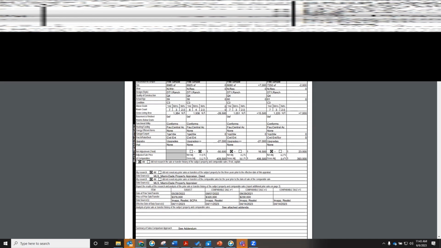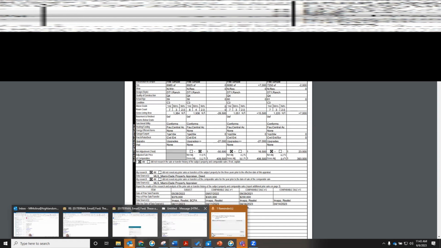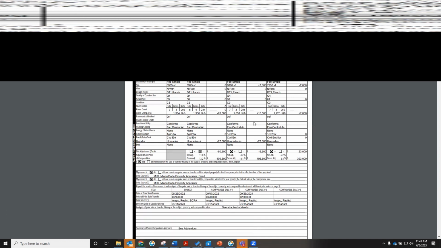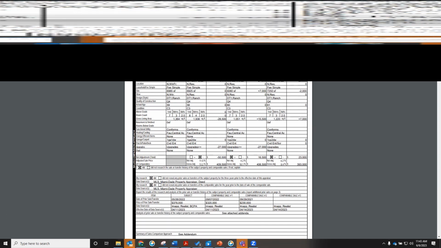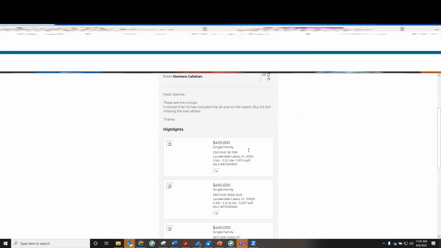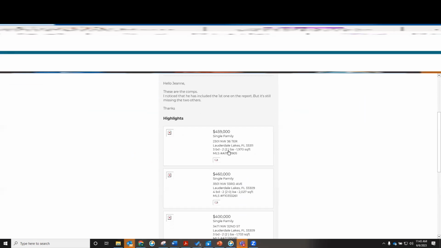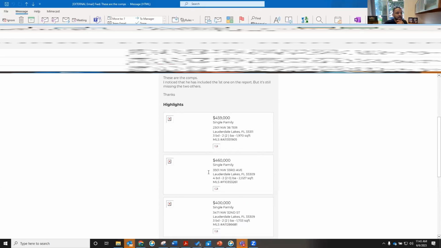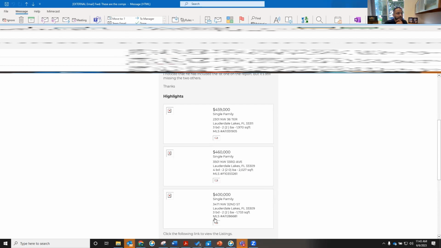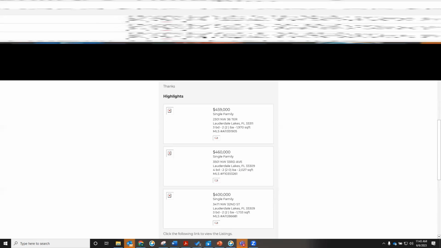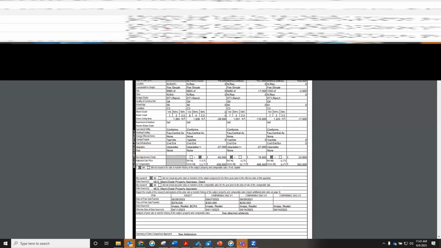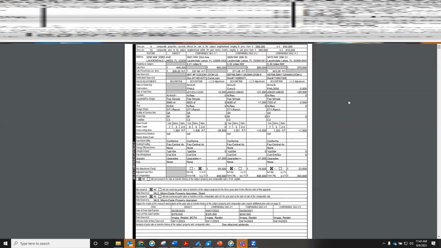And so we had some comps that were sent over to us from the listing agent, and they were here. There's 3 of them: one at 459, 3 bed 2 bath, 1970; one at 460, 4 bed 2 bath; and then one at 400, 3 bed 2 bath. Okay, so I come here and I look, and where's my email to her?